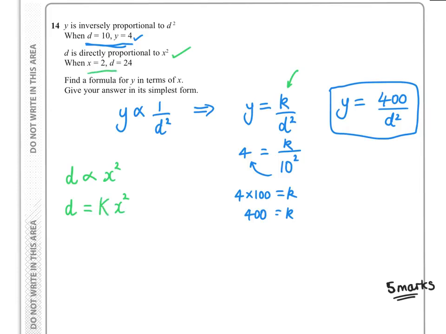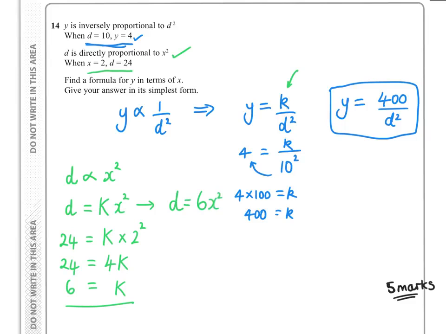And again we're given some information. So when x is 2, d is 24. So we're just left with 24 equals 4k, and then k is going to be, divide both sides by 4, 6 in this case. So we come back up to here and we can write d is equal to 6x squared, and we'll put a box around that.